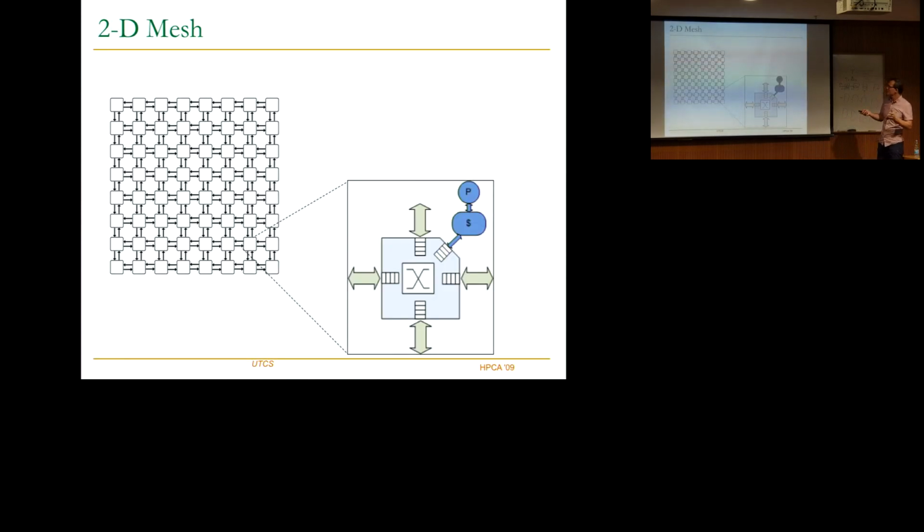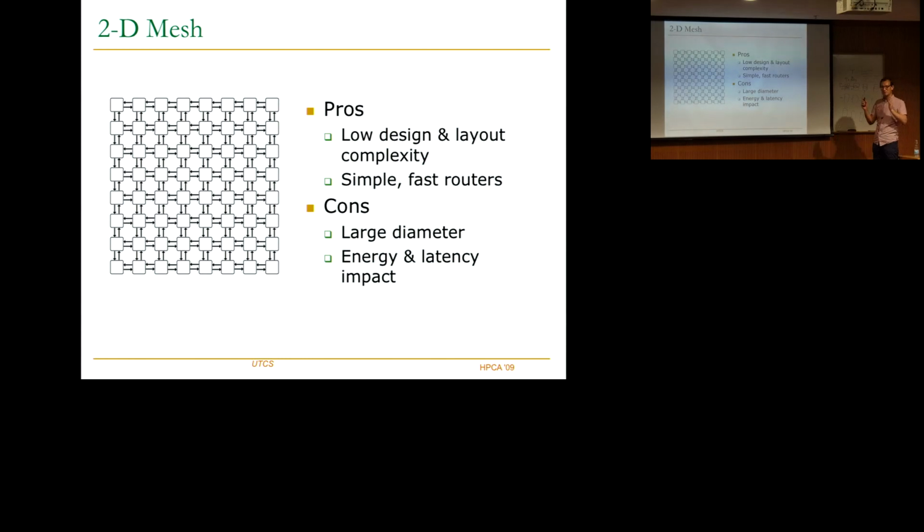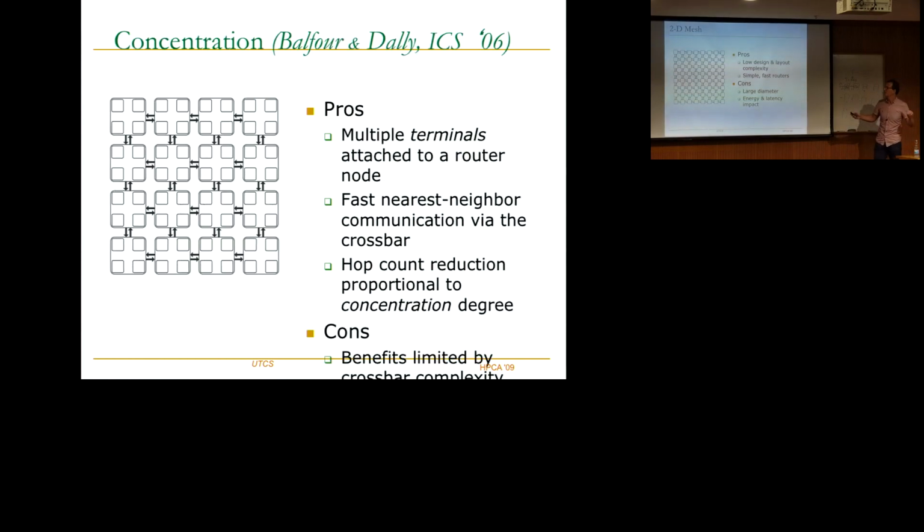So if you look at two-dimensional mesh, everybody was doing two-dimensional mesh. There are pros and cons over here. You have low design and layout complexity, simple and fast routers. The problem is large diameter. Large diameter means that's the maximum distance within the network, right? It's a lot over here. And you get an energy and latency impact. So we wanted to look at lower diameter, more express topologies, if you will.